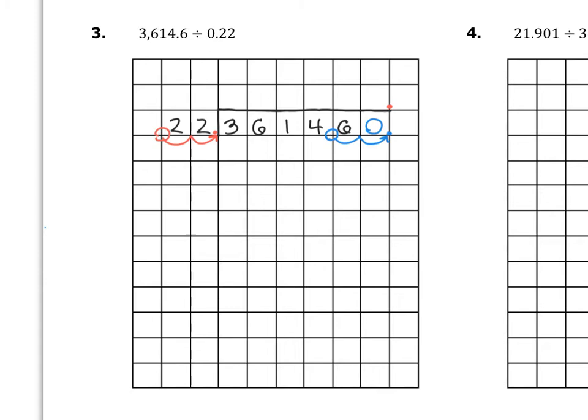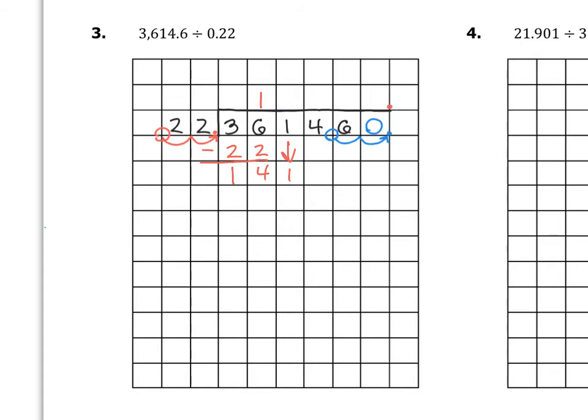We have the 2-digit number 22, and I can take 22 into my 2-digit number 36. I can take it one whole time. So that 1 is going to go directly above this 6. 1 times 22 is 22. I subtract, and I get a 14. Now I bring down my 1, and I try to take 22 into 141. This is where estimation will be helpful. Think about how many times 20, which is close to 22, will go into 140.